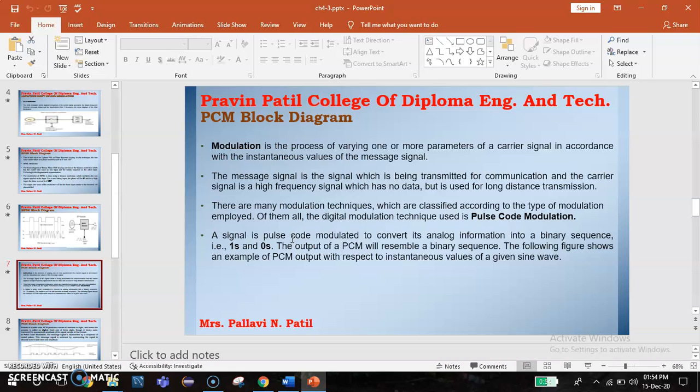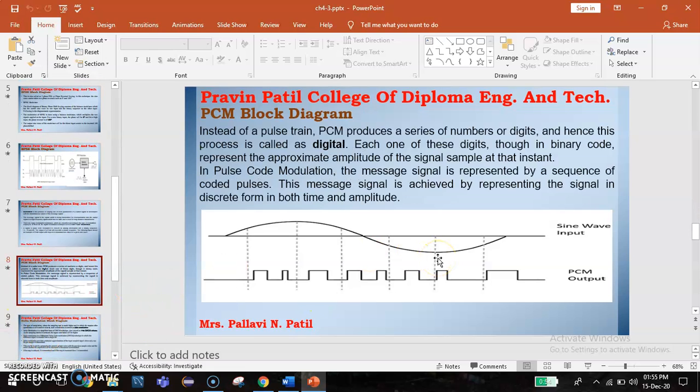There are many modulation techniques which are classified according to the type of modulation employed. Of all, the digital modulation technique is PCM, that is pulse code modulation. A signal that is pulse code modulated converts analog information into a binary sequence, that is ones and zeros. The output of PCM will resemble a binary sequence. The following figure shows an example of the PCM output with respect to the instantaneous value. This is the PCM block diagram.